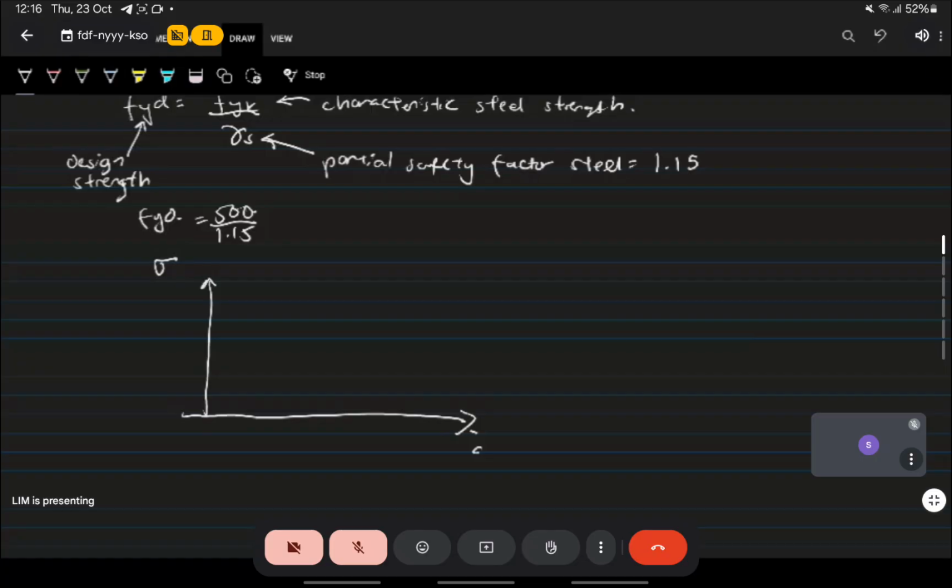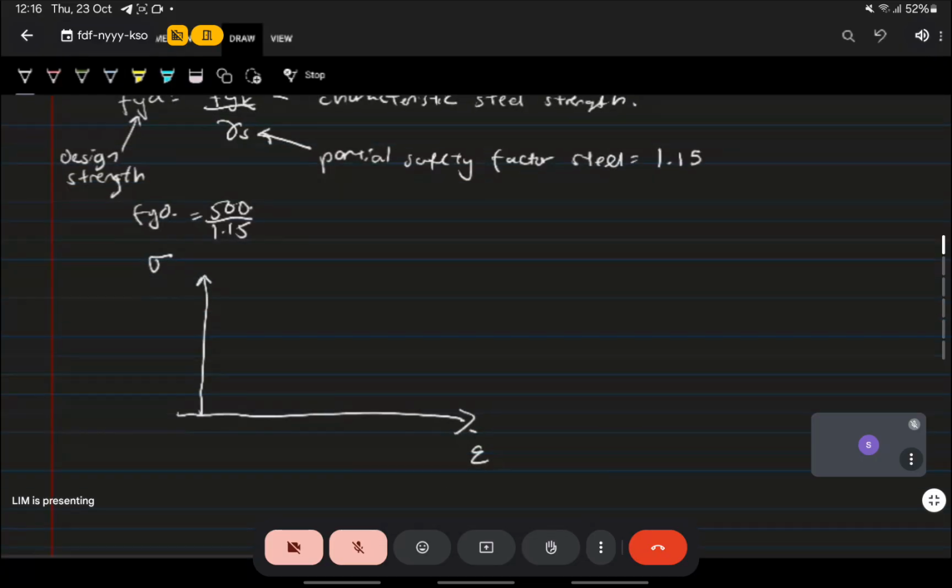In terms of stress strain diagram, it's a little bit different compared to concrete. Rather than parabolic, it's a straight line. Steel is a straight line, and then it hits the yield point. So this design strength is fyd, your design strength for the steel. The formula was given to you earlier, and this applies to both steel in tension and compression.